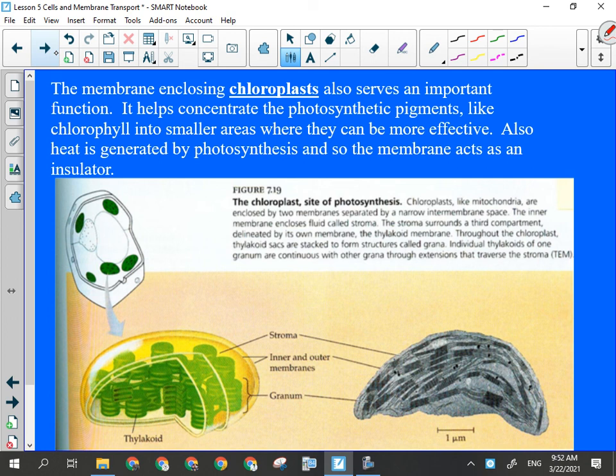Okay? They also have a double membrane. Photosynthesis can produce some heat as well, so they have this double membrane that kind of insulates them a little bit.